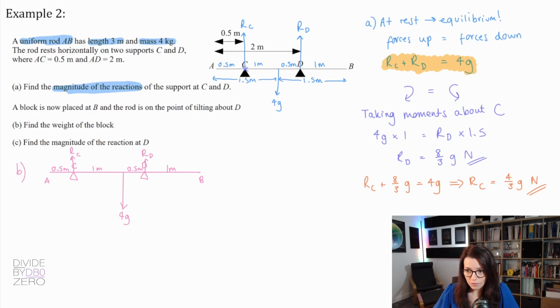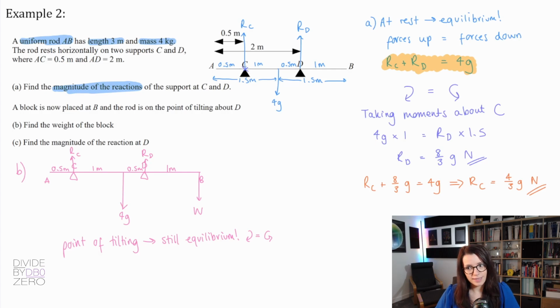This block is going to have a weight, let's call it W, and that's what we want to find in this question. It says the rod is on the point of tilting, so not quite tilting yet, but it's on the point. That still means it's in equilibrium. So we can still use the fact that clockwise moments will equal anti-clockwise moments.